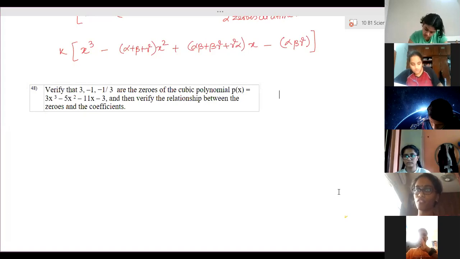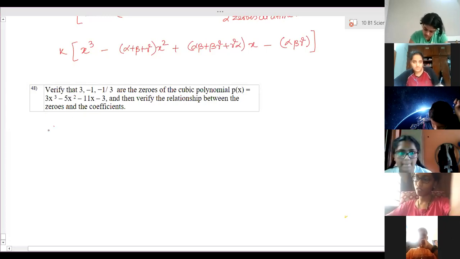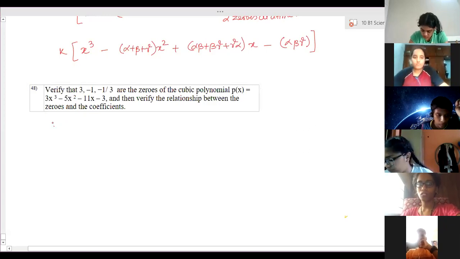So in this question, we have to verify these are zeros and then verify the relation between these three zeros and the polynomial coefficients. It's too lengthy. So we did not equate it to 0? No. We have to find that it is 0.